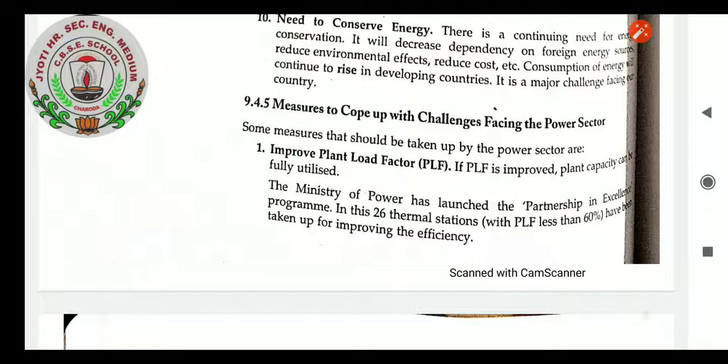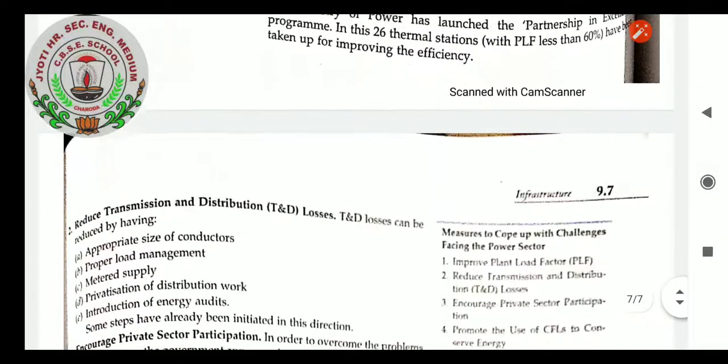Some measures that should be taken for the power sector are: very first, improve the PLF, plant load factor. We have already learned PLF under operational inefficiency. PLF measures the operational efficiency of a thermal plant, which is very low. If PLF is improved, plant capacity can be fully utilized, production capacity will be maximized, and more investment can be made in the future. The Ministry of Power has launched the Partnership in Excellence program. In this, 26 thermal stations with PLF less than 60% have been taken up for improving efficiency.